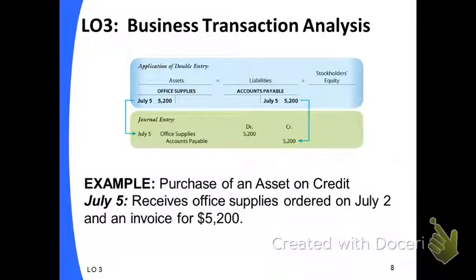The increase in the asset office supplies is recorded as a debit, and the increase to our accounts payable is recorded as a credit, as the normal balance side for our liabilities is a credit.